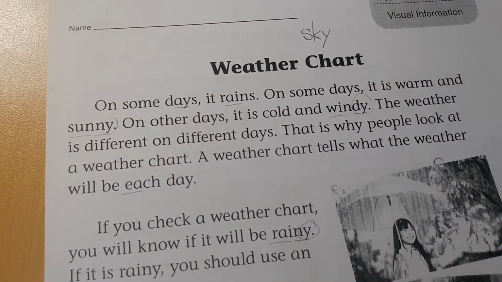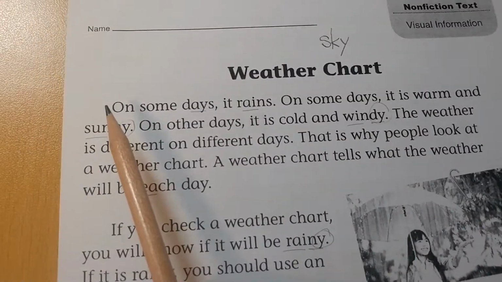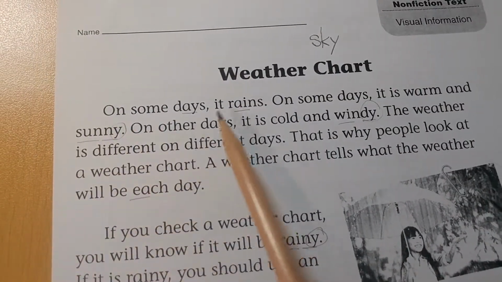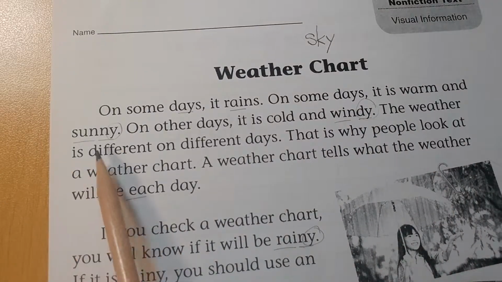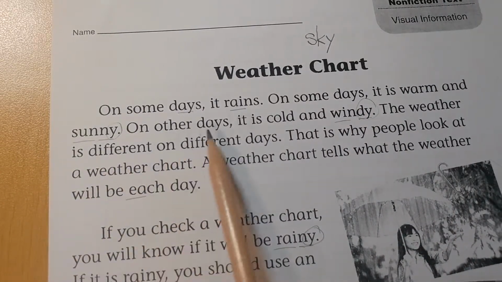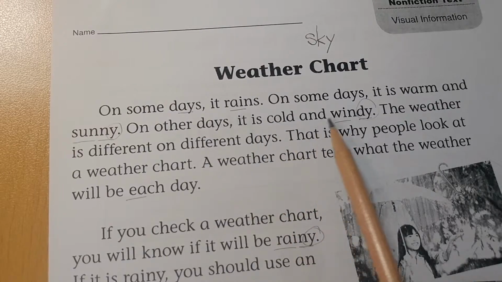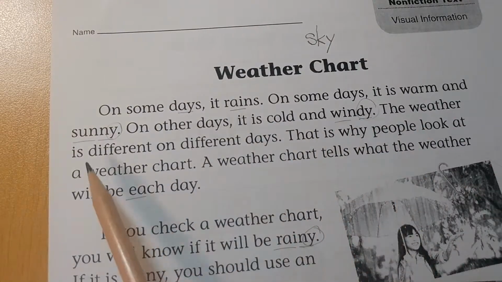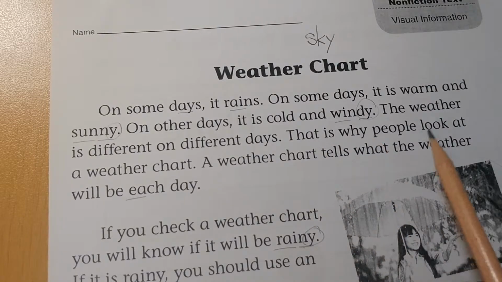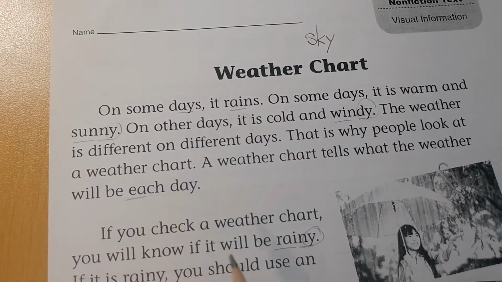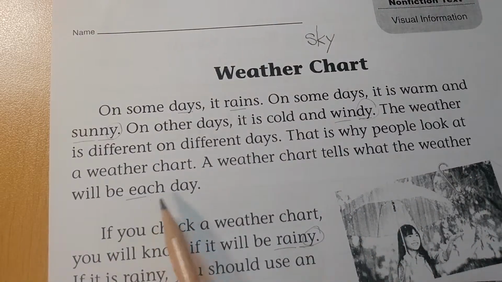Okay, let's read together the first time. On some days, it rains. On some days, it is warm and sunny. On other days, it is cold and windy. The weather is different on different days. That is why people look at a weather chart. A weather chart tells what the weather will be each day.